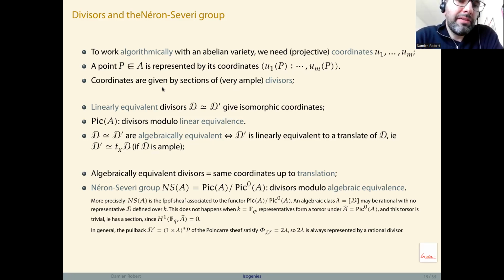So the formal definition is that the group of divisors up to algebraic equivalence is the Néron-Severi group. We take the Picard group and quotient by Pic 0, which is the group of divisors algebraically equivalent to 0. And what is written small, you should not read it, just some more technical details that I won't mention at all, just to be rigorous. What you should recall here is that we want to work with coordinates, and to work with coordinates up to translation, we work with divisors up to algebraic equivalence.